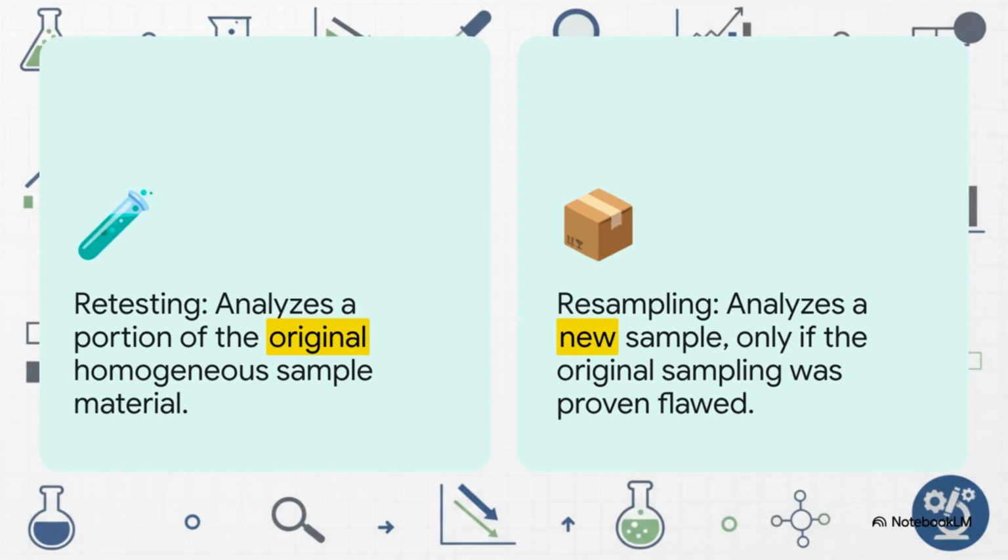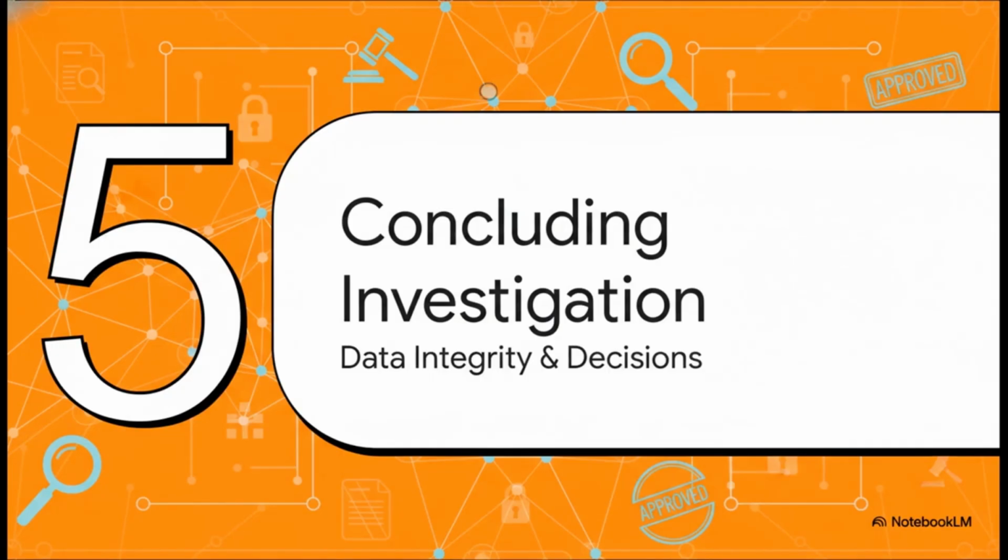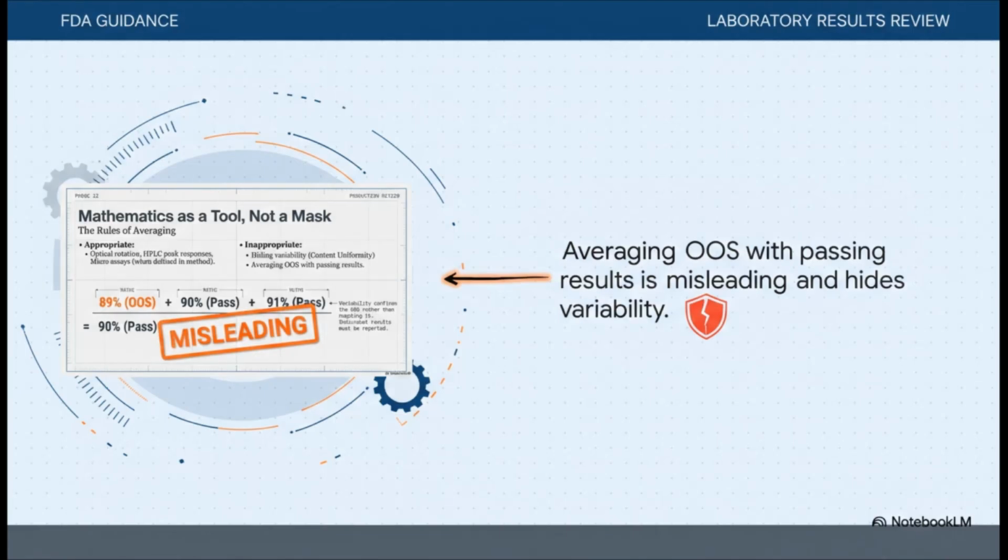All right, once you've gathered all the data from the production review and any extra testing, you've reached the final stage. It's time to conclude the investigation. And this is all about maintaining data integrity and making a final, defensible, and compliant decision. And as you interpret the data, there are rules. The first big one: no averaging away your problems. It is completely inappropriate to average an OOS result with a bunch of passing results to make the final number look good. Why? Because you're hiding variability, and that variability might be the very thing telling you there's a problem. Every individual result has to be reported.